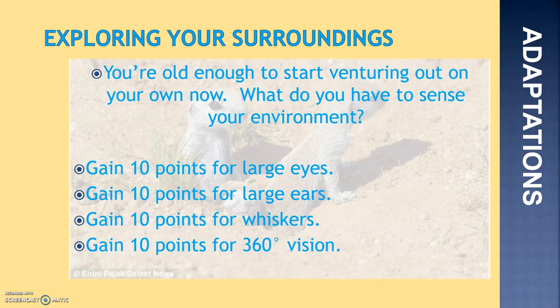All right, 10 points, you must have large eyes to be able to see. Another 10 points to have large ears for you to be able to hear. 10 points for whiskers, you can feel your environment. Okay, you can feel the wind, the temperature. Another 10 points to have 360 degrees vision. Okay, I hope you've written those things down as well. Brilliant. So let's look at the next one then.